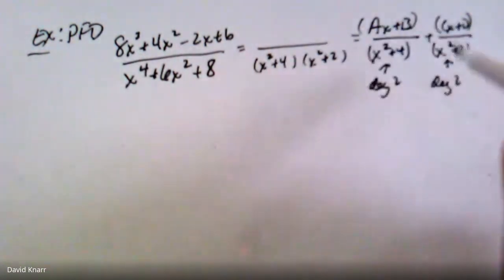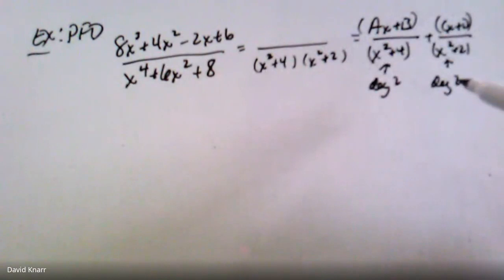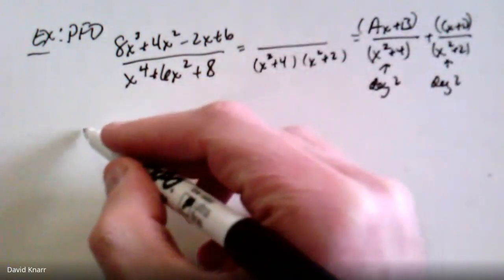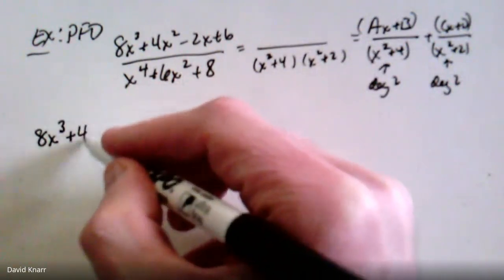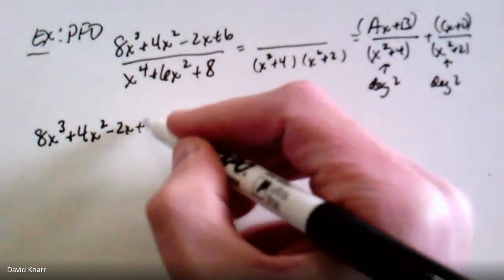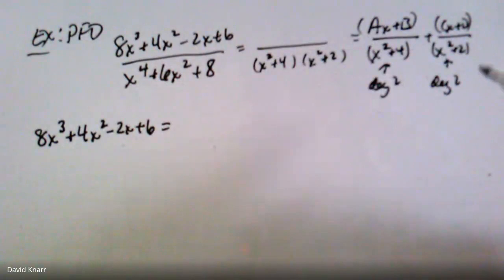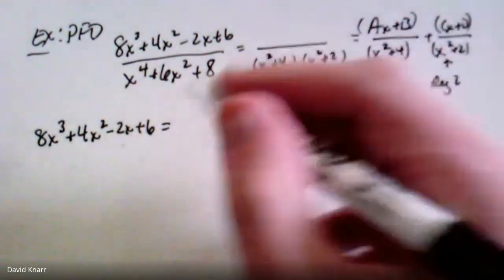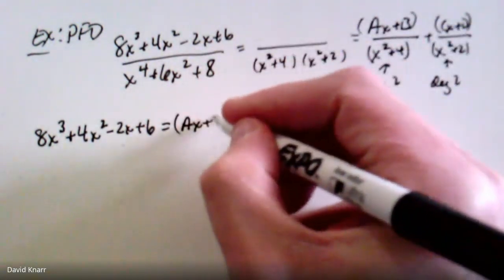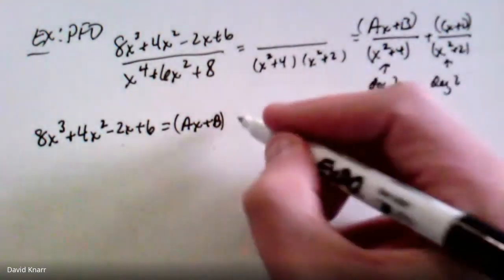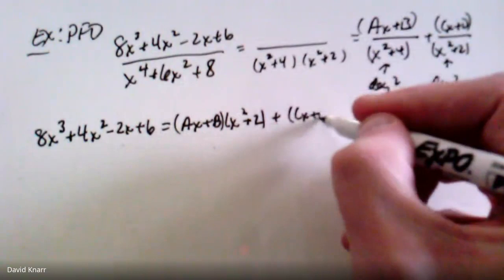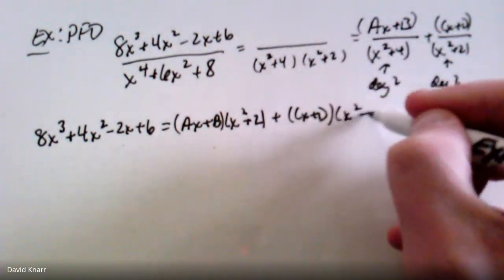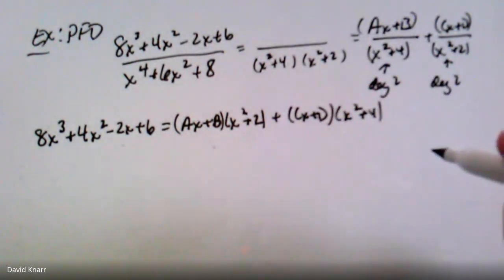So now the next step is the same step as it was before. You're going to take the numerator from over here. Let me come over here. I'm going to need some room. So we got 8x cubed plus 4x squared minus 2x plus 6 equals. And I'm going to find a common denominator. So I'm going to have ax plus b. The first term is going to need the x squared plus 2. The second term is going to need an x squared plus 4. Okay, and we're all set.